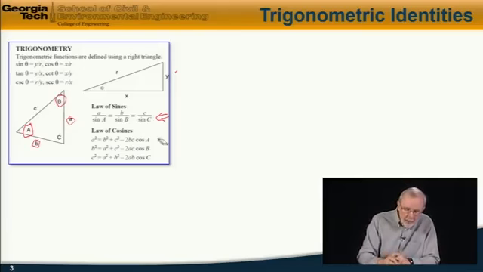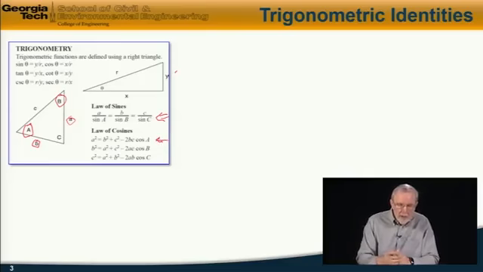And another convenient law or equation is the law of cosines, which can be written in terms of the three different angles as shown here. A squared is equal to B squared plus C squared minus 2BC cosine A, and similar equations for the other two angles.